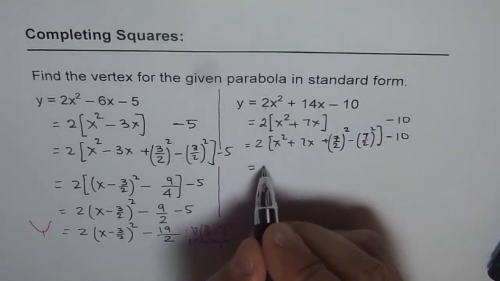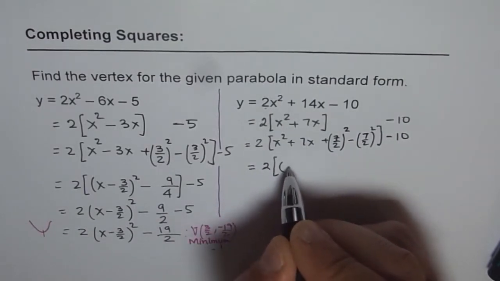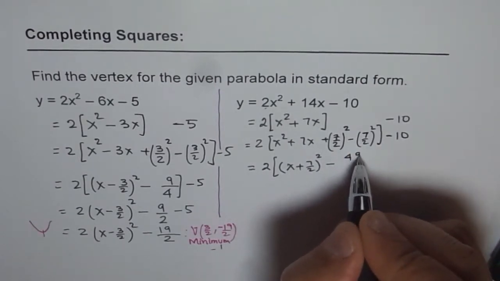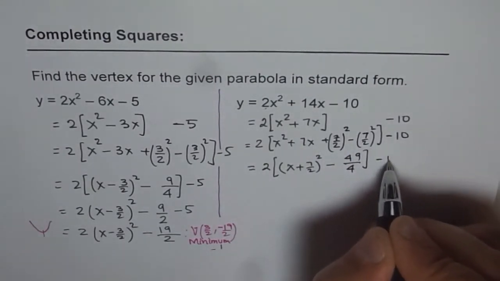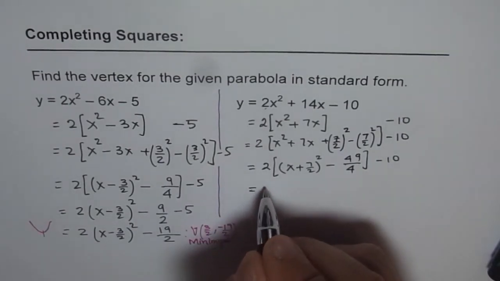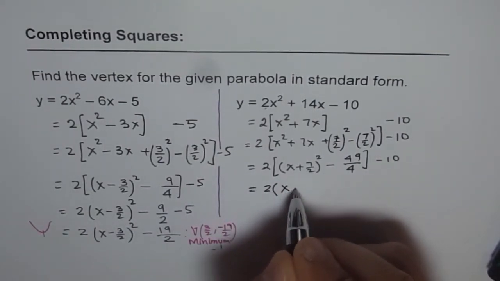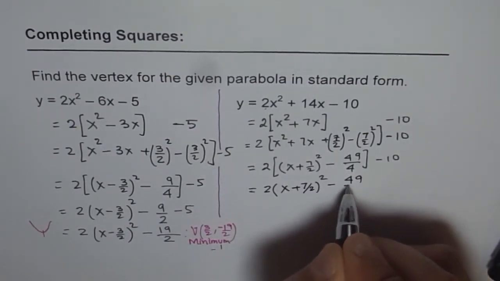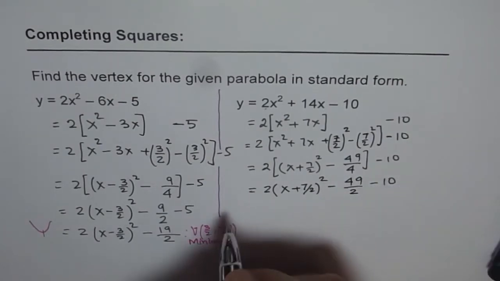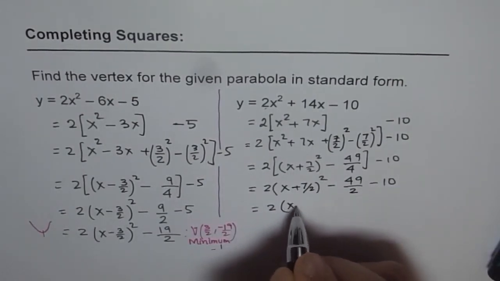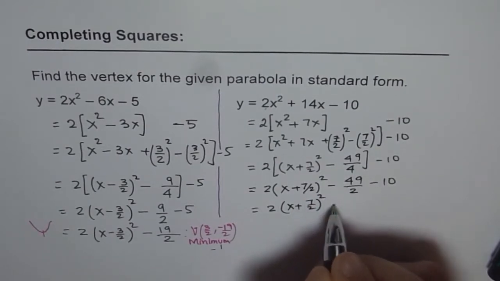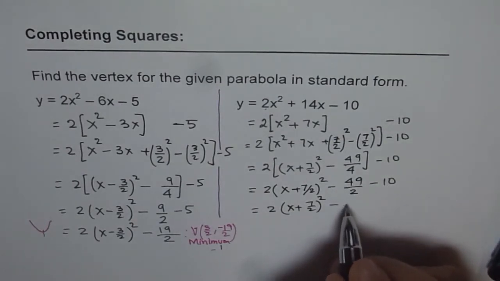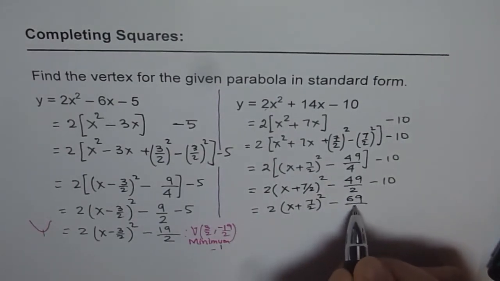And now the first three terms become a perfect square, so we can write them as (x plus 7 over 2) whole squared minus 7 squared, which is 49 over 4, minus 10. Now let's open the bracket. You have to follow these steps to get the perfect answer every time. 49 over 2 minus 10, and that gives you 2 times (x plus 7 over 2) whole squared minus, so this becomes minus 20. So minus 20 minus 49 gives you minus 69 over 2.